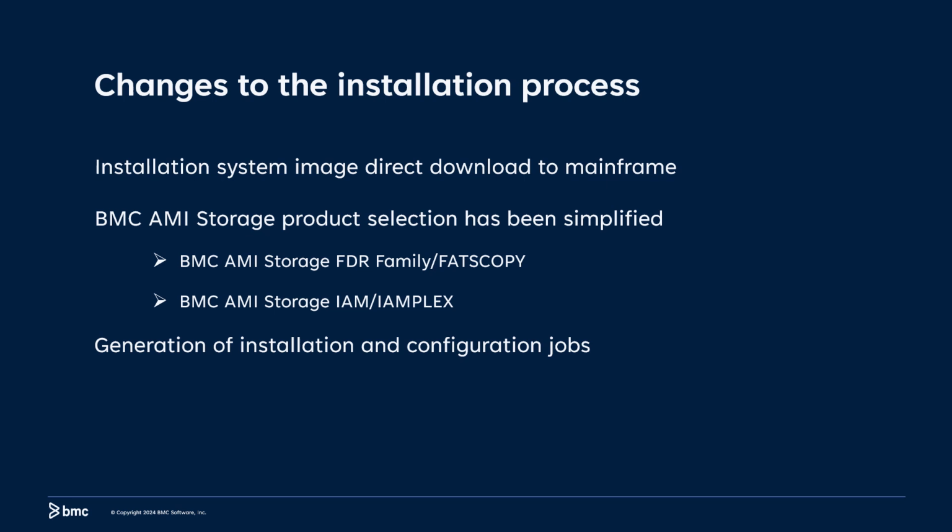Once the appropriate product family or families have been selected, the user will be prompted for information specific to their mainframe, and the BMC Common Installation System will automatically create installation and configuration batch jobs for the product families selected. Additionally, the BMC Common Installation System allows users to select multiple product families for a single installation project. A user licensed for products or components in FDR, FATSCopy, and IAM can select both product families, IAM and FDR/FATSCopy, and the BMC Common Installation System will handle generating installation and configuration jobs for both product families at the same time.